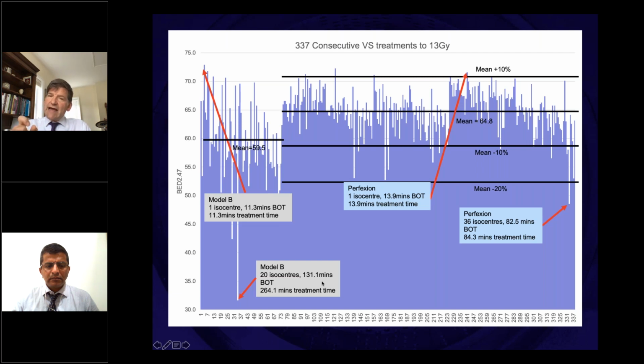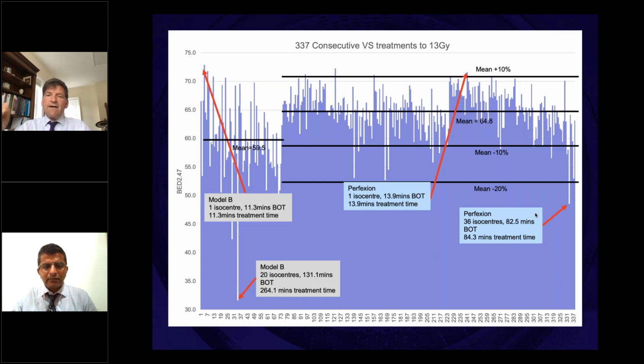But of course, you've got gaps in between each of the isocenters. It took 264 minutes to treat that patient. And you can see as soon as we switch from Model B to perfection, you suddenly get an increase in the BED, and you actually get a more homogeneous BED. But you can still see that it varies dramatically.